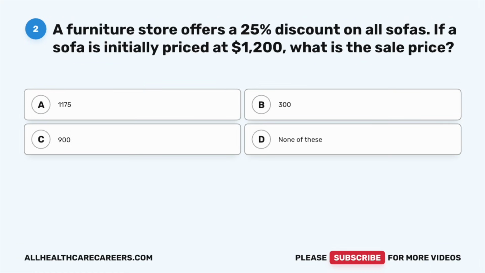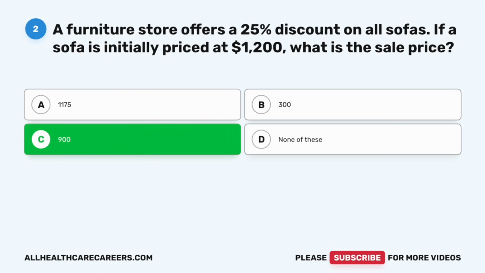Question 2. A furniture store offers a 25% discount on all sofas. If a sofa is initially priced at $1,200, what is the sale price? Option A, $1,175. B, $300. C, $900. D, none of these. The correct answer is C, $900.